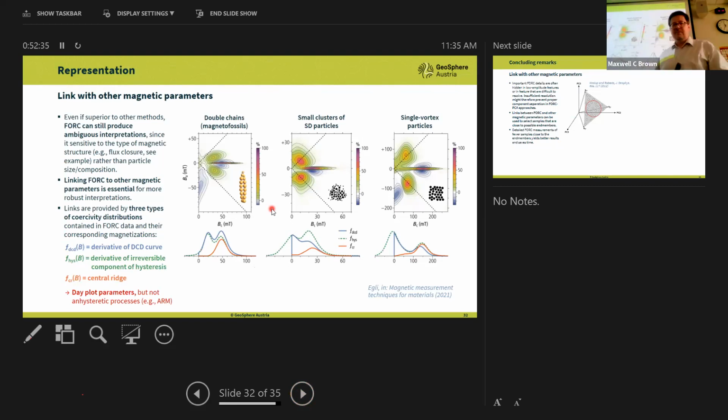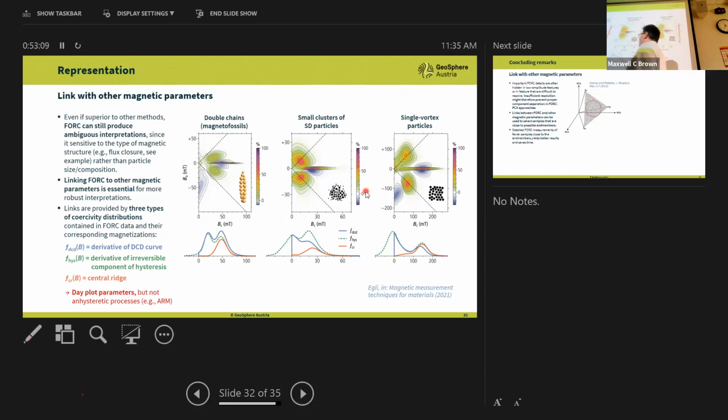And here I would add some confusion by showing you these 3 diagrams. So these have the classical single vortex feature, but you see that on the left we have a double chain of magnetosomes. In the middle we have a cluster of single domain particles. On the right we have single vortex particles. So the type of FORC function is the same. But this is as with any other magnetic measurements, we are looking at magnetic states, and you can create the same magnetic states in very different ways.